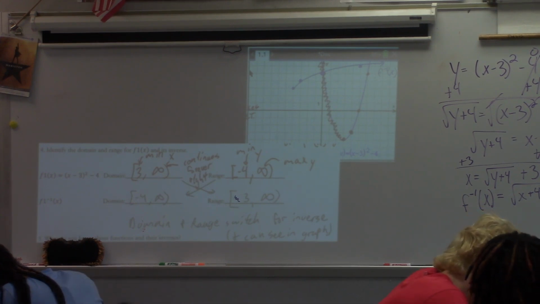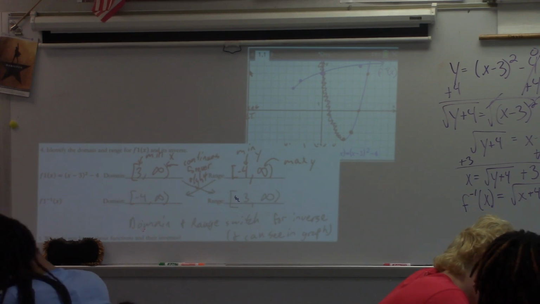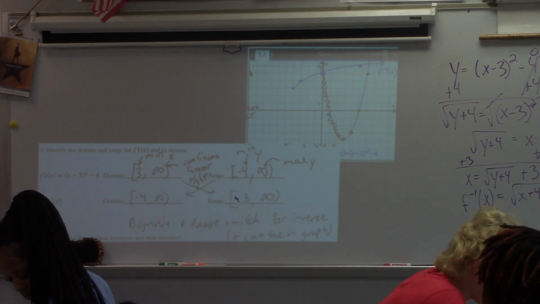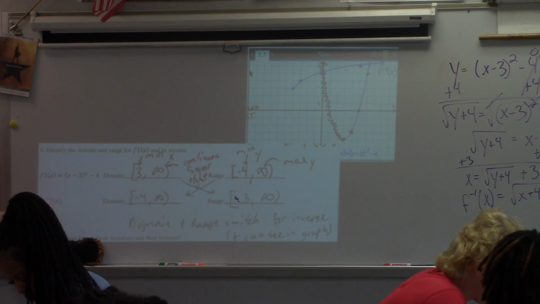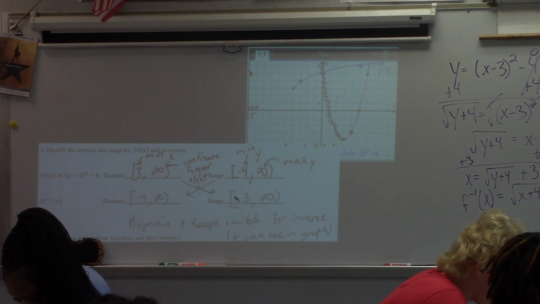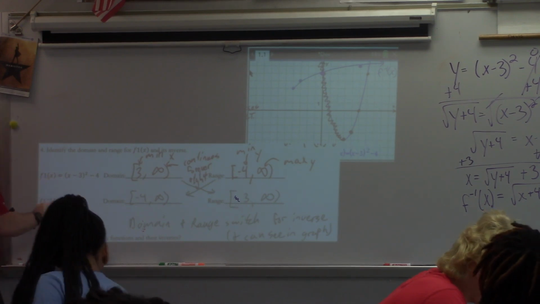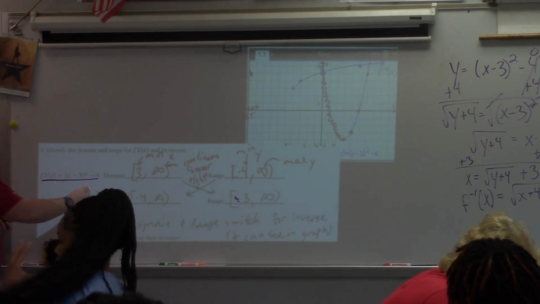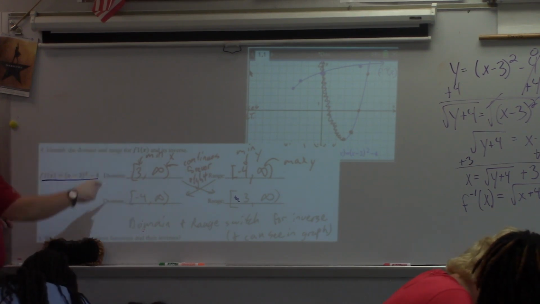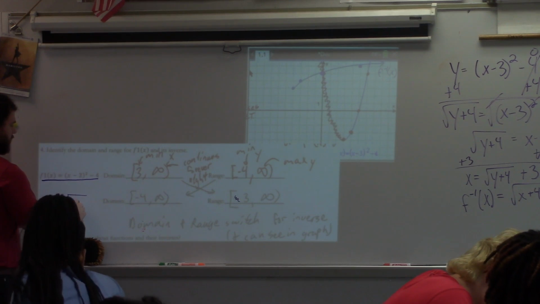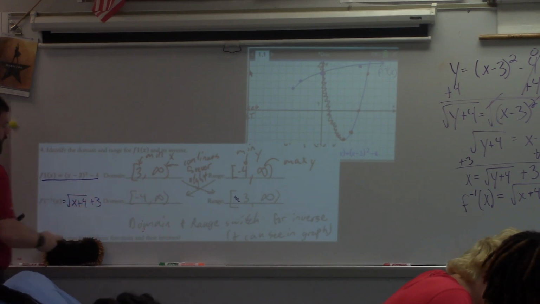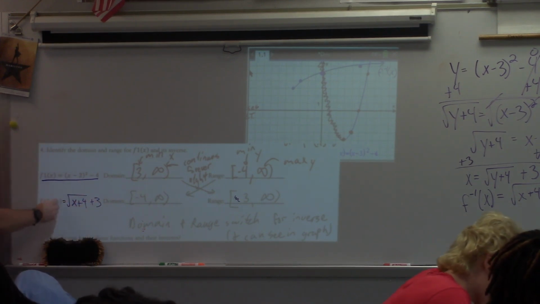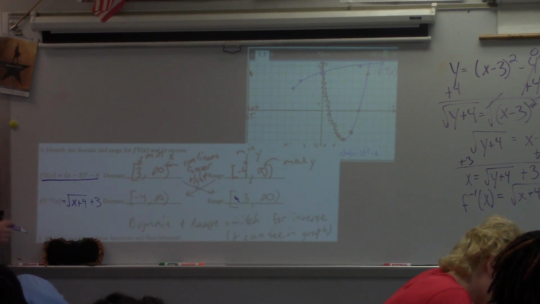How what? This right here? That's the notation for the inverse function. So I didn't write what the inverse function was, but if f inverse of x is this, we just found the inverse function over there. That's the square root of x plus 4 plus 3. But that's the notation for the inverse function of f of x.